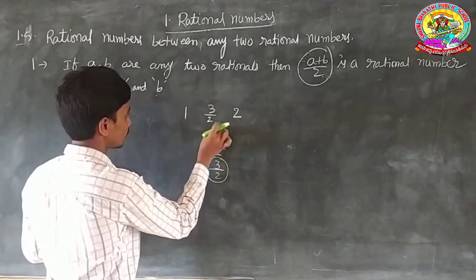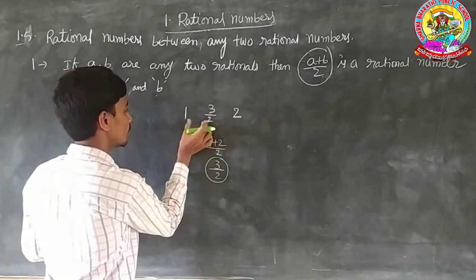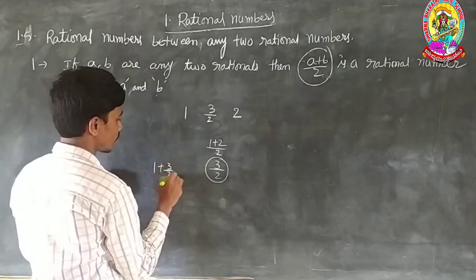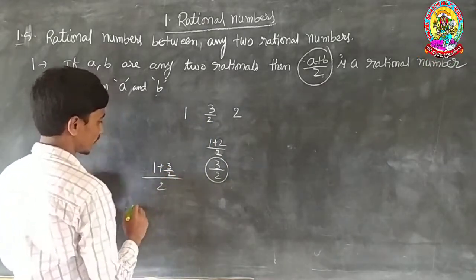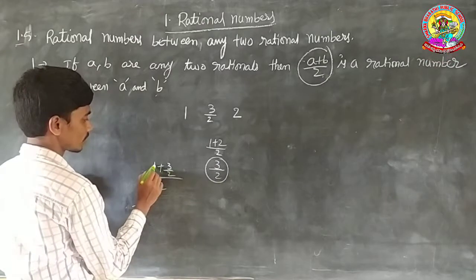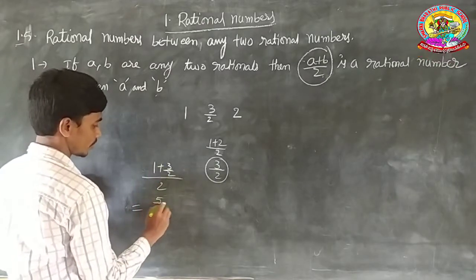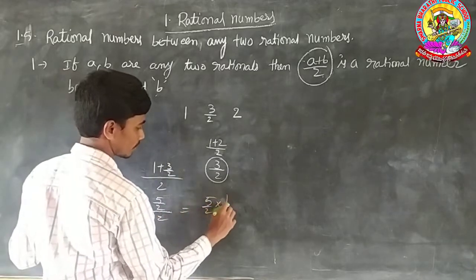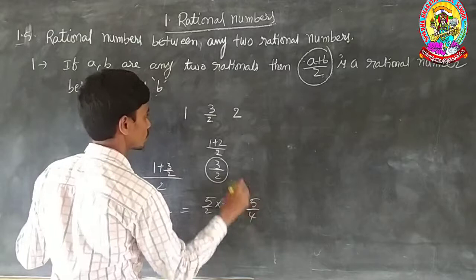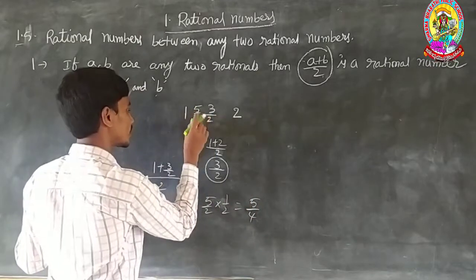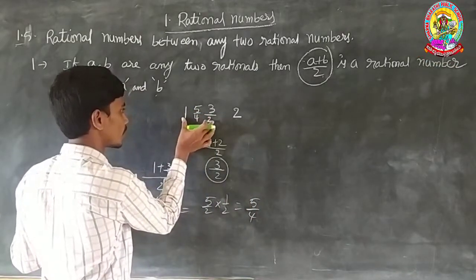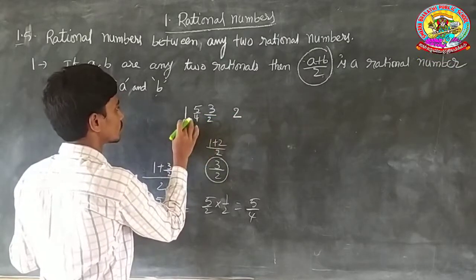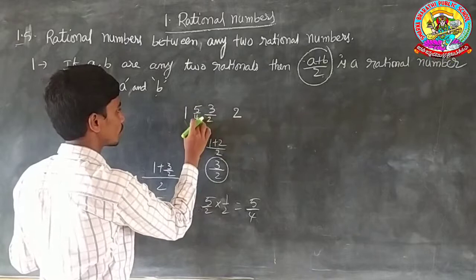Another number in between 1 and 2: simply add and divide by 2. (1 plus 3 by 2) whole by 2: 2 ones are 2, 2 plus 3 is 5, so 5 by 2 whole by 2, which is equal to 5 by 2 into 1 by 2, which is equal to 5 by 4. So 5 by 4 is another rational number in between 1 and 3 by 2, which means it is also in between 1 and 2. So 5 by 4 and 3 by 2 are in between 1 and 2.